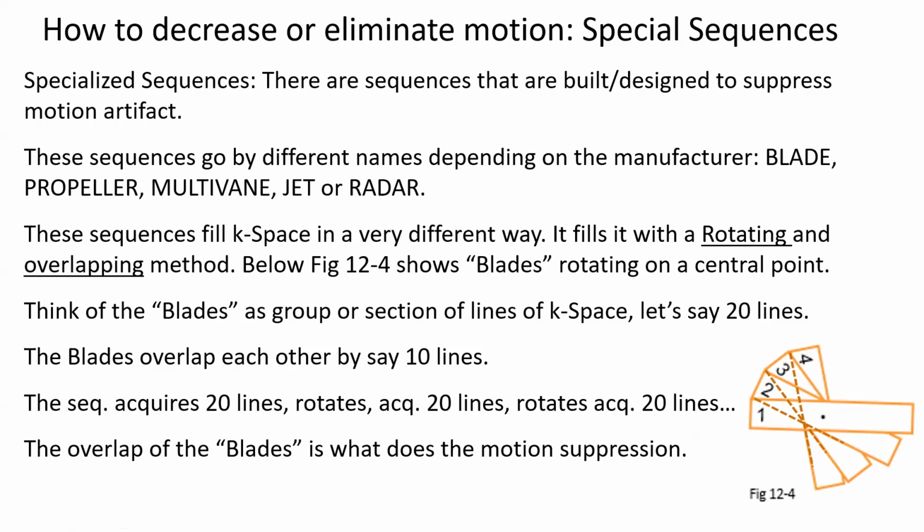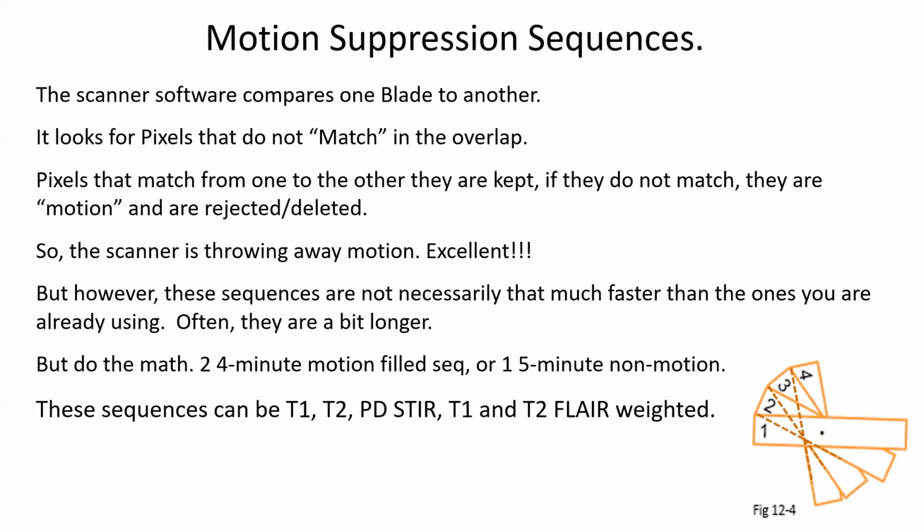And the way radial scanning works is you've got blocks of k-space that are filled and they overlap. The scanner is going to look at the overlap and see what matches and what doesn't match from one blade to the next, and it's going to throw it away. So it's cherry picking the motion right out of your image. That's called radial scanning, radiating as in radius. So it's going around in a circle.